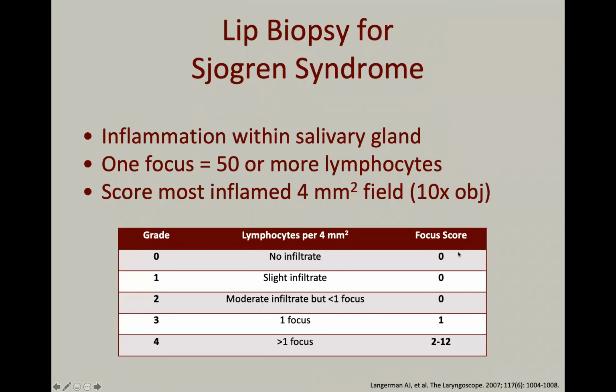The other biopsies we get for non-neoplastic diseases are for Sjogren's syndrome. So occasionally when a person manifests with some kind of dry mouth that is imperfect by serologic testing, the patient may undergo lip biopsy. And so we will look for inflammation within the salivary gland, being one focus of 50 or more lymphocytes, and we score the most inflamed 4 millimeter squared field, which is essentially a 10x microscope objective. Here's a score as published by our colleagues here at the U of C a number of years ago.